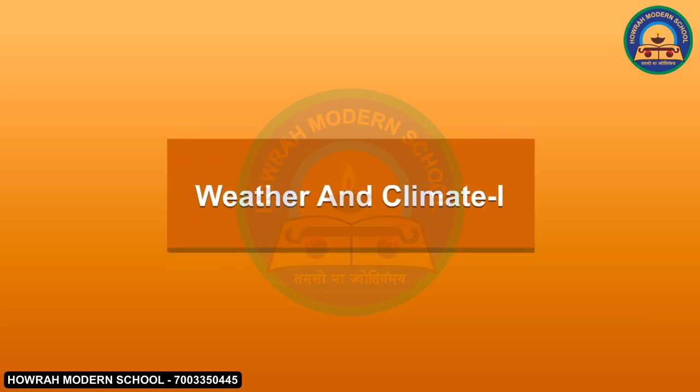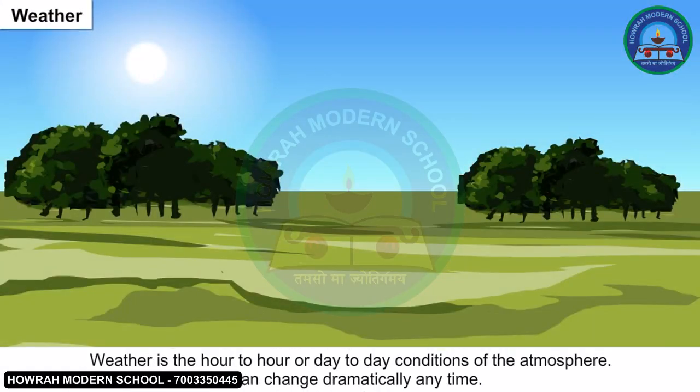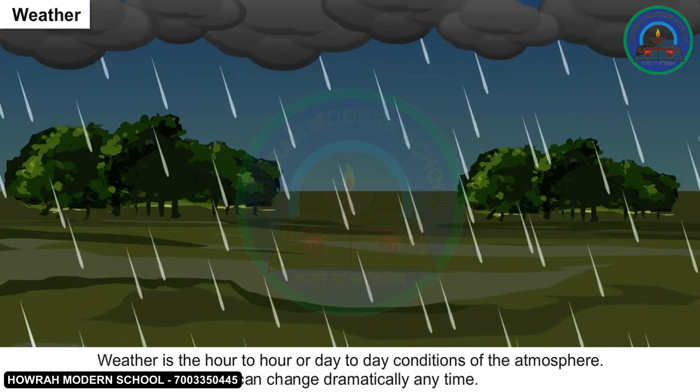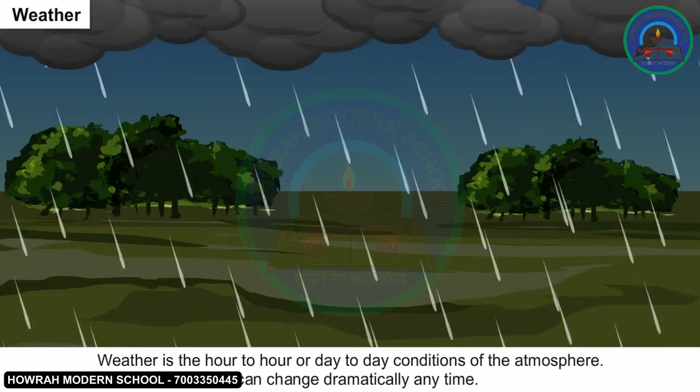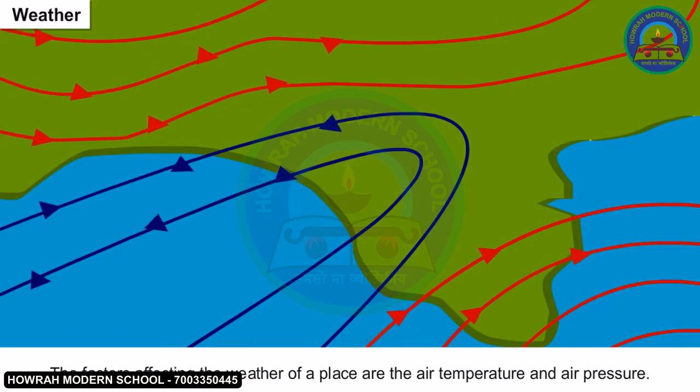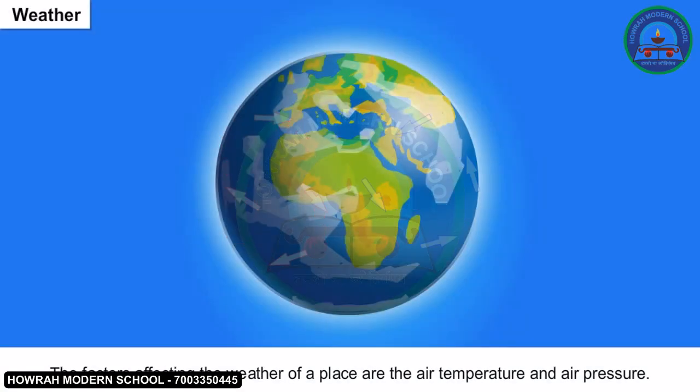Weather and Climate 1. Weather. Weather is the hour-to-hour or day-to-day conditions of the atmosphere. It can change dramatically anytime. However, the average conditions observed over a place over a longer duration of time is called the climate of the place. The factors affecting the weather of a place are the air temperature and air pressure.